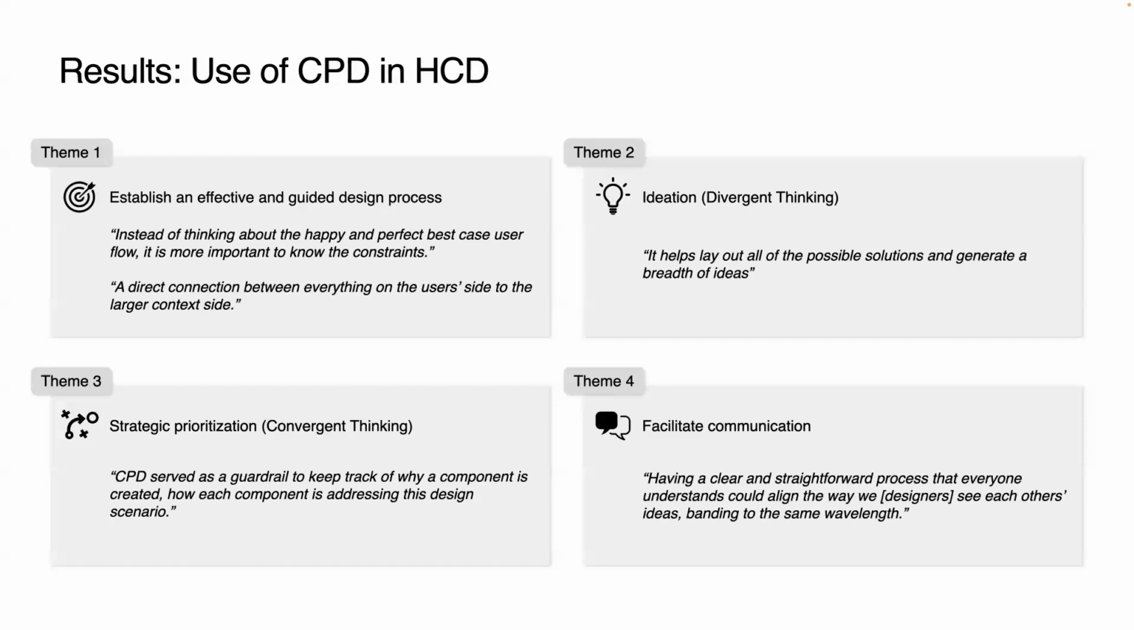Participants talked about how CPD offered a way to expand ideas in different directions through branching, while maintaining a structure so that it's easy for them to do strategic prioritization. They mentioned that the structure of the CPD served as a guardrail to keep track of why components were created, and thus helped them understand which ones to choose over the other. In addition, participants mentioned how CPD can serve as a communication tool because it offers structure and order.